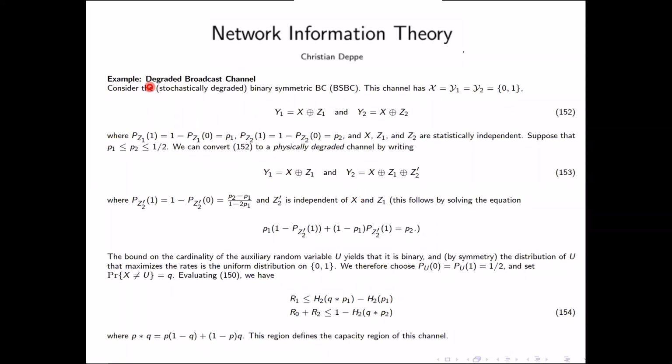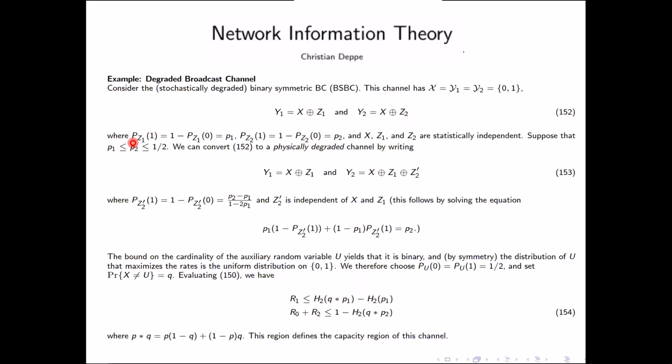Now we will give an example of a degraded broadcast channel. We consider the following stochastically degraded binary symmetric broadcast channel. In this channel, X = Y1 = Y2 = the set {0, 1}, so we have only binary alphabets. And Y1 is equal to X plus Z1, where plus is addition modulo 2. And Y2 is equal to X plus Z2, where plus is also taken modulo 2.